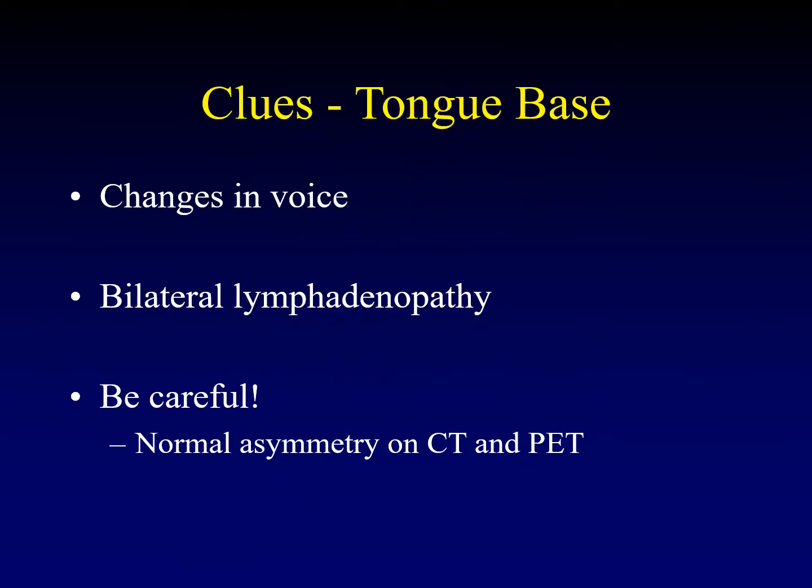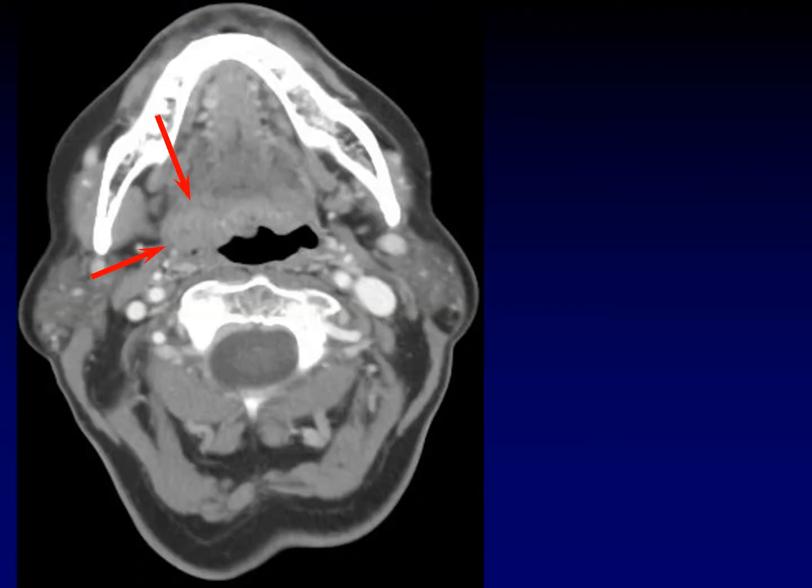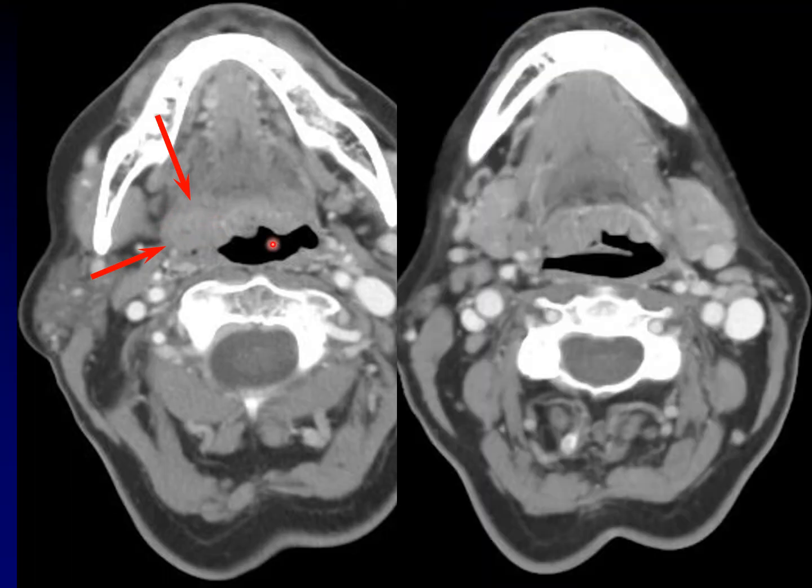What about the tongue base? Well, these patients often have changes in voice and bilateral lymphadenopathy because of the rich lymphatic supply to the tongue base. But you have to be careful because there is normal asymmetry on CT and physiologic asymmetry on PET that may mimic a tongue-based tumor. Here's an example of a tumor in the palatine tonsil, and you can see it extending down into the tongue base and filling the vallecula.